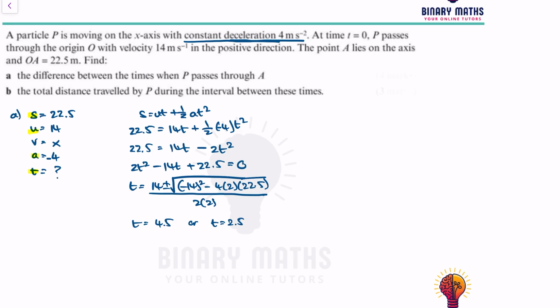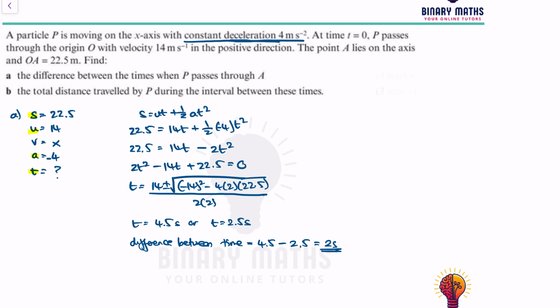which means the time difference between the times is equal to 4.5 seconds take away 2.5 seconds, which is equal to 2 seconds. Now the reason behind this is it's decelerating. So it's slowing down. So it's going to go through point A as it's slowing down. But eventually after it passes through point A, there'll come a point where it stops and then it comes back. Travels in the opposite direction, so it's going to go through A again. So that's why it's going to go through A twice, because it's going to slow down until it moves in the negative direction.